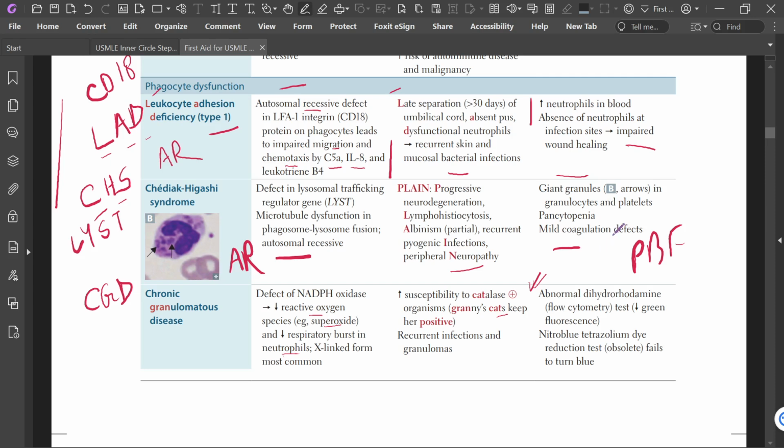So there is reduced or absent fluorescence on CGD. There is decreased green fluorescence.